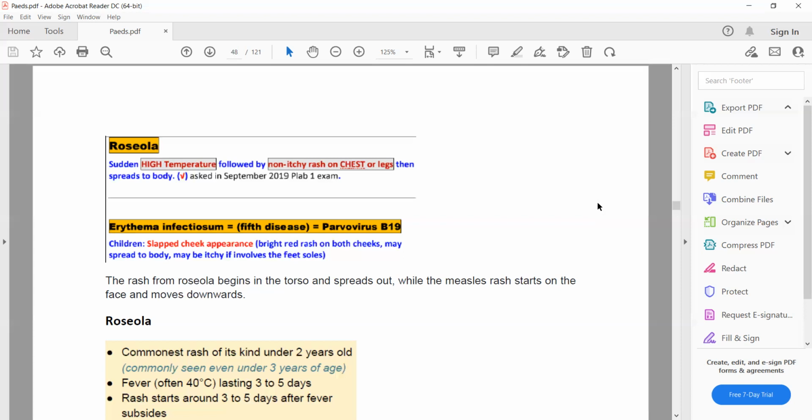And the next one is erythema infectiosum, or fifth disease, or parvovirus B19. Remember that it is also known as slapped cheek syndrome, because in the children who suffer from this, there is a slapped cheek appearance: a bright red rash on both cheeks that spares the nasolabial fold and then spreads to the body.